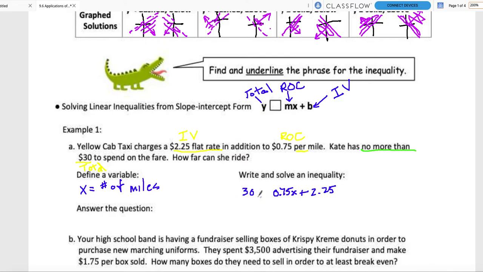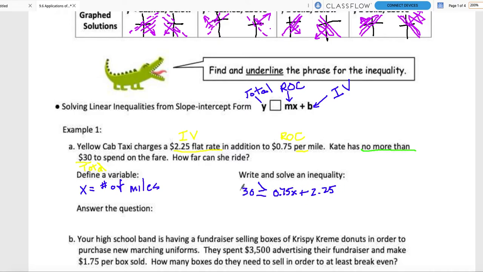All right, so what are we going to put here? It says this side is going to be $30. This side has got to be less than or equal to $30. It cannot be more than $30. So we're going to go ahead and put a less than or equal to. If you read it like that, it's pretty easy. Can't go over 30. This has to be less than or equal to 30.